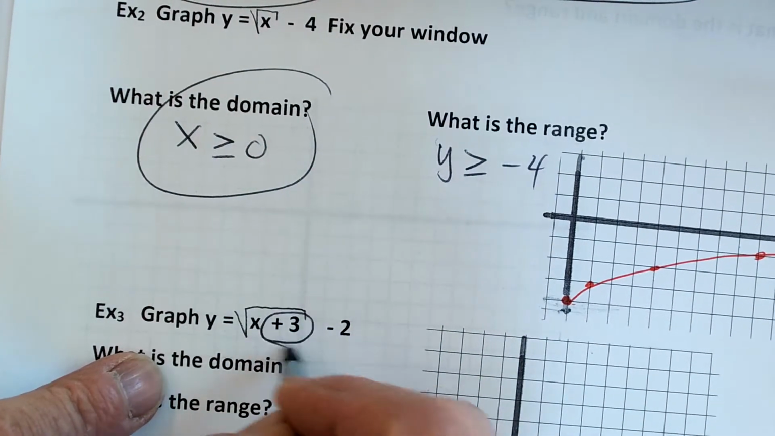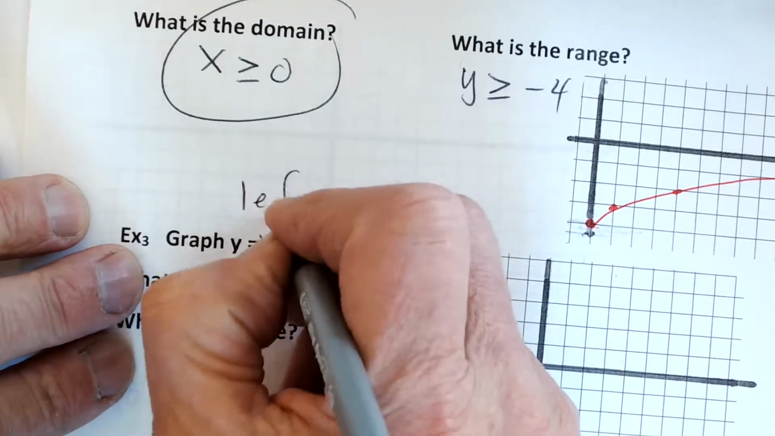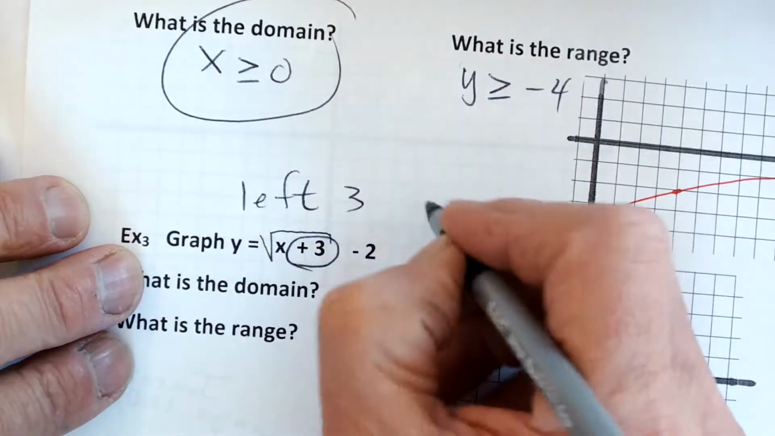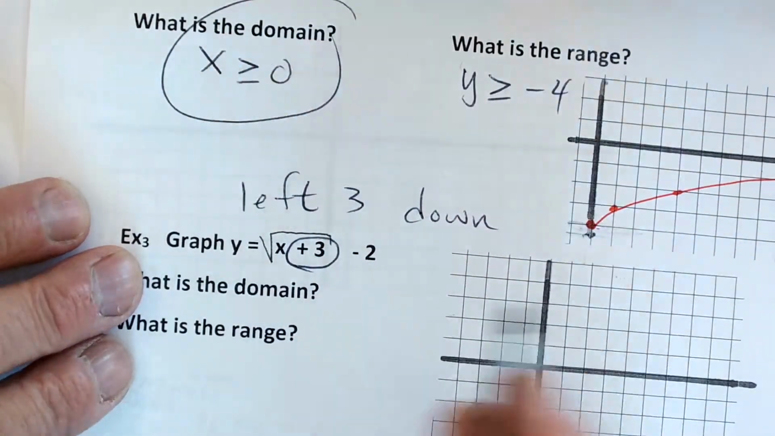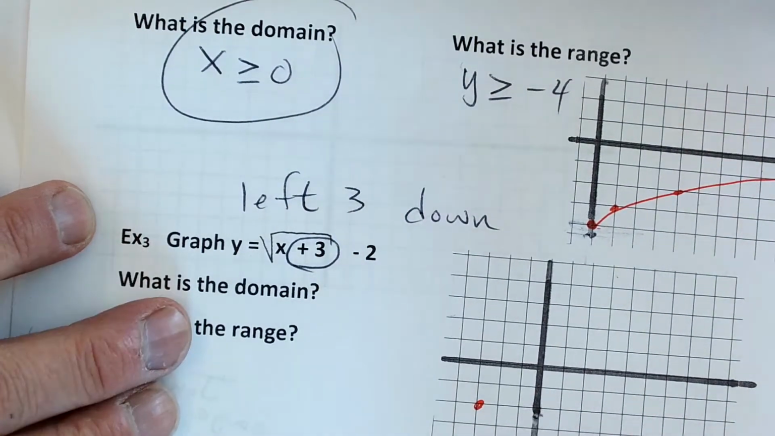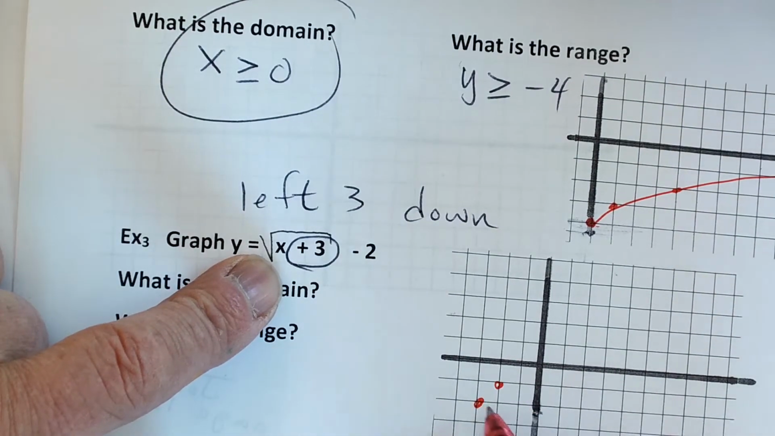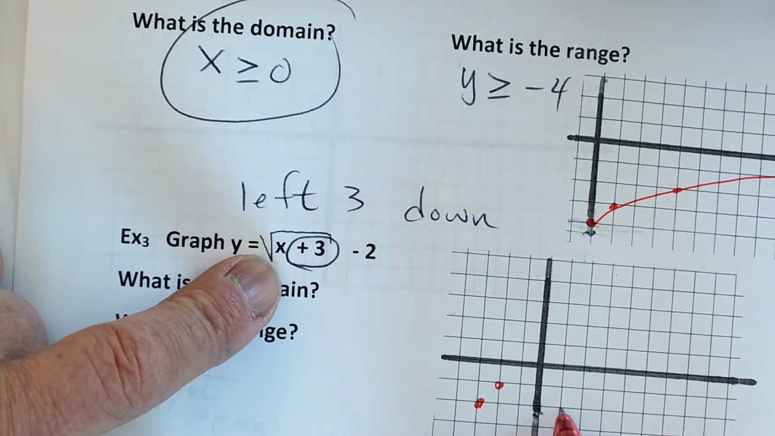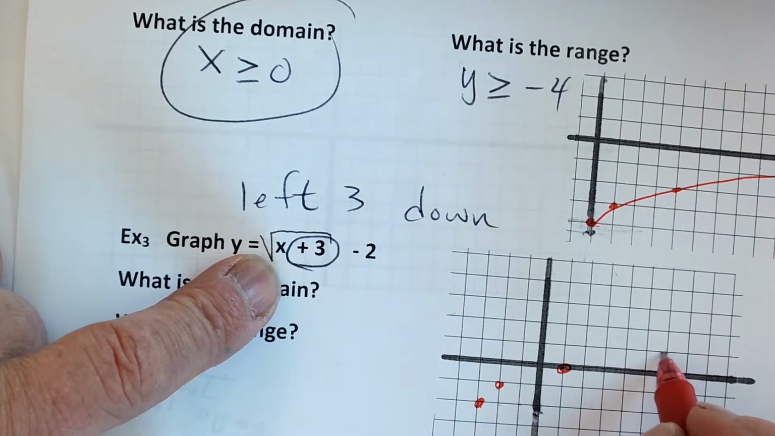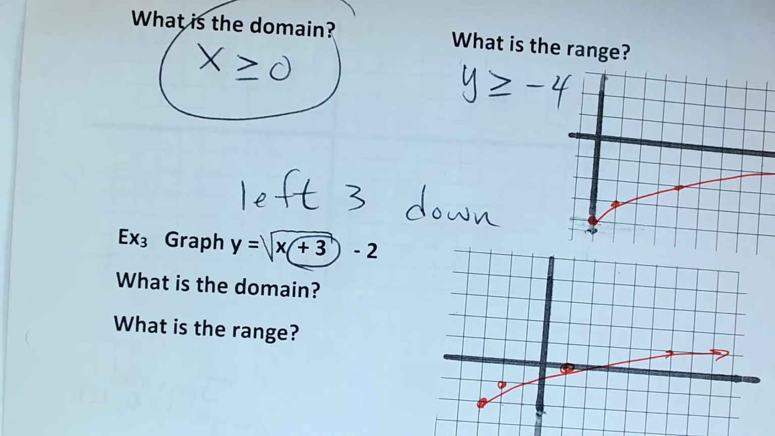Remember, if it's on the inside, it's the opposite. So we're going to move it to the left 3, and then down 2. And I'm still going to do my same graph. I'm going to go over 1 because the square root of 1 is 1. Over 4, square root of 4 is 2. Over 9, square root of 9 is 3. And again, you can put this on Desmos, but for me, it's so much faster to do it this way.